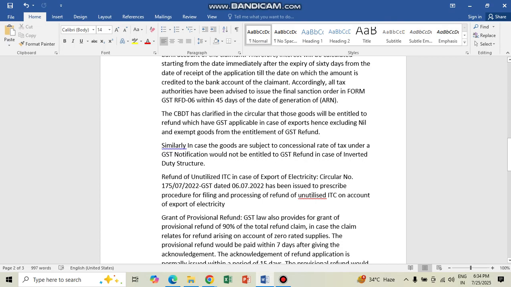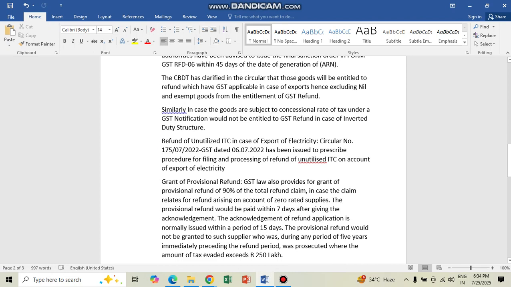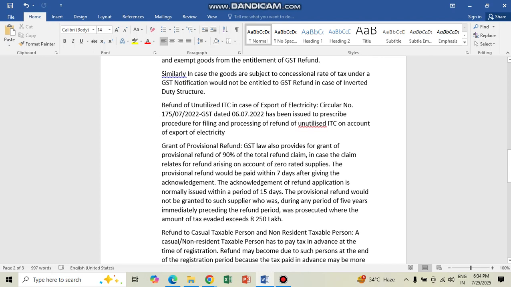Grant of provisional refund. GST law also provides the grant of provisional refund of 90% of the total refund claim in case the claim relates to refund arising on account of zero rated supplies. The provisional refund would be paid within 7 days after the giving of the acknowledgement. The acknowledgement of refund application is normally issued within a period of 15 days. The provisional refund would not be granted to such supplier who was, during any period of 5 years immediately preceding the refund period, prosecuted where the amount of tax evaded exceeded 50 lakh.